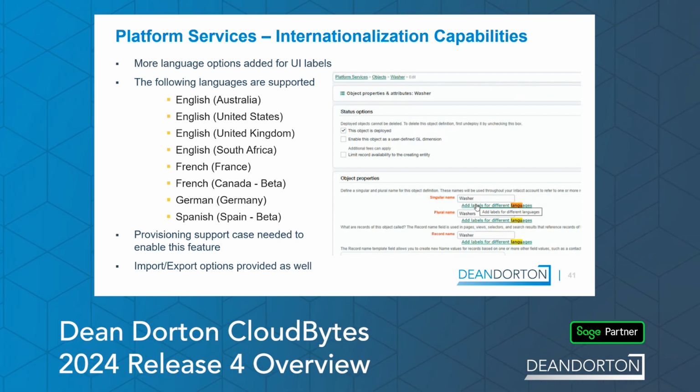You do have to provision a support case if you need this, so let us know. We'll be your conduit with Sage to get this turned on. This is not something you can enable as an end user. If you need to be able to allow for French terms, German terms, Spanish, anything along those lines, reach out to us and let us know, and we'll work with you to open appropriate cases for it.